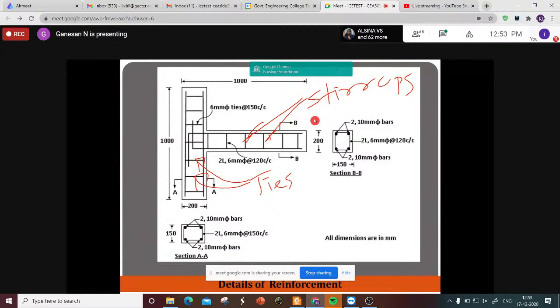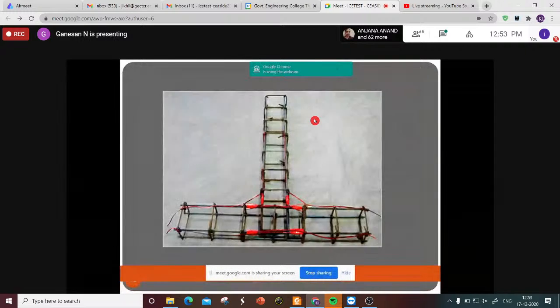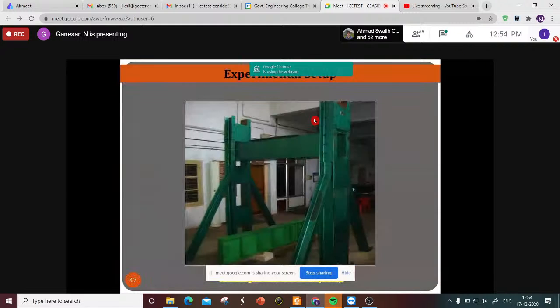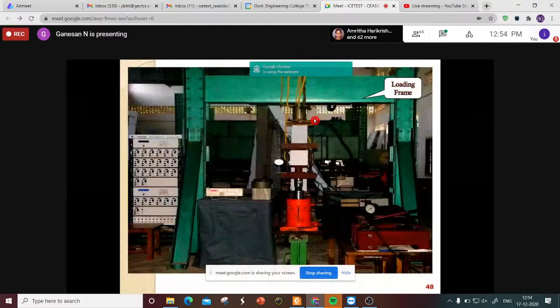These ties give what is called confinement, and this is a specimen which was used for testing. In order to measure strains, electric strain gauges were attached to the steel bar and protected using Teflon material so that they would not get wet during concreting. The leads are there, through which we can connect to a data logger, and the strain can be measured. This is our testing frame.